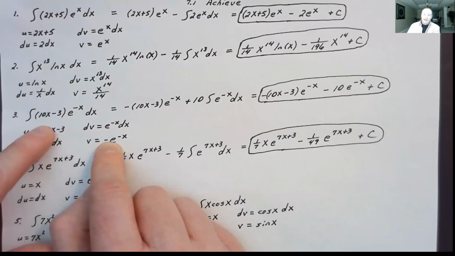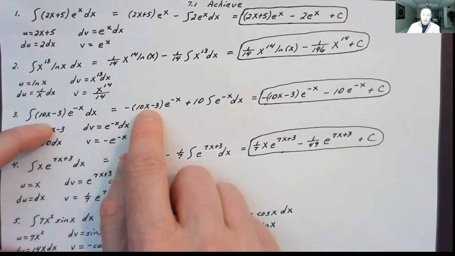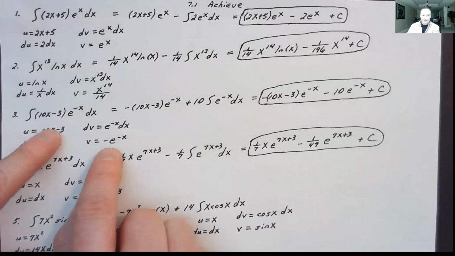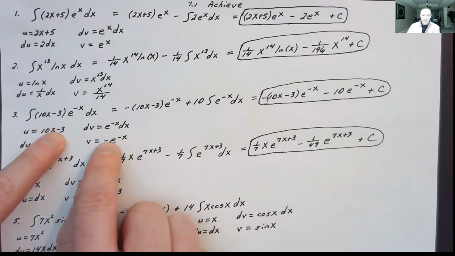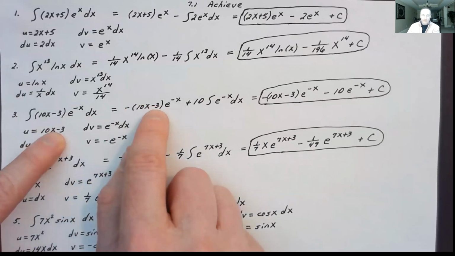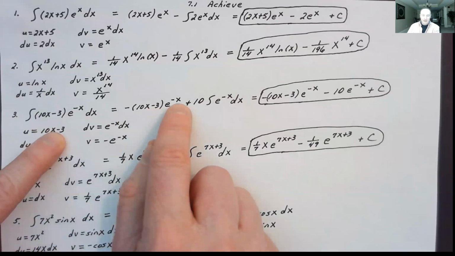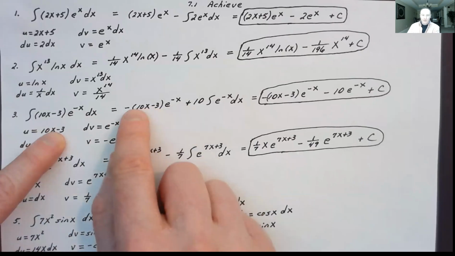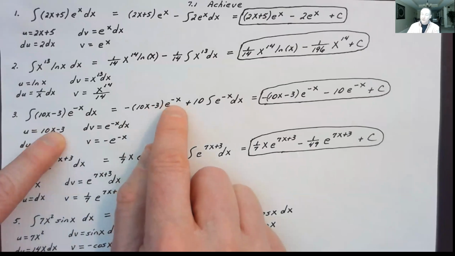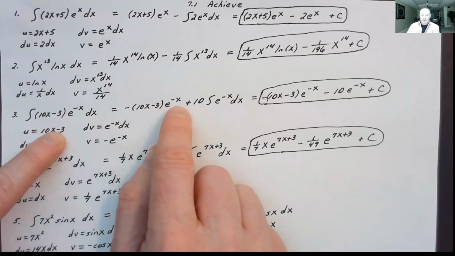So now I can say this original integral is u times v. I said this times this. I wanted to go ahead and put the negative out in front of that group, 10x minus 3, and then times e to the negative x. I thought that looked better. So this is my u times v, and then it would be minus the integral of v du.